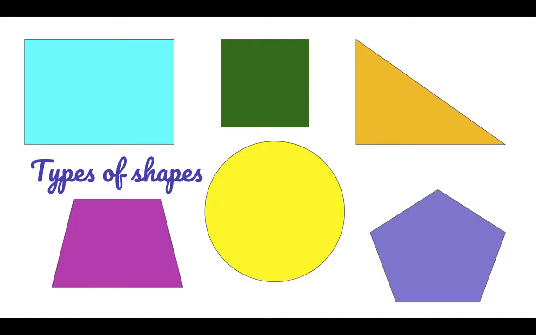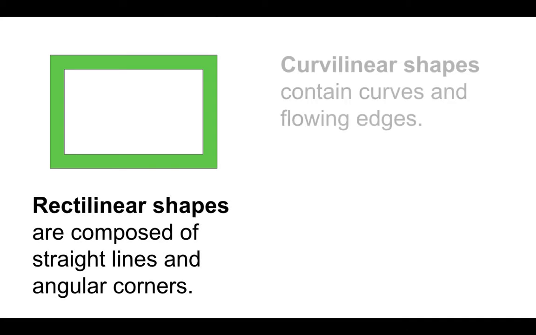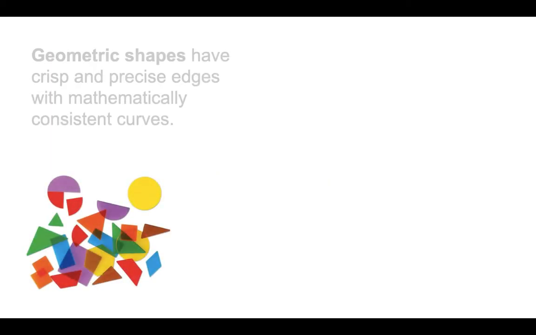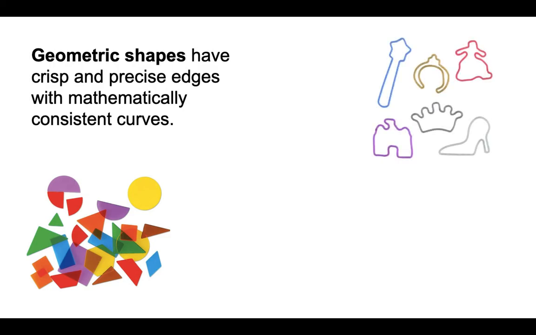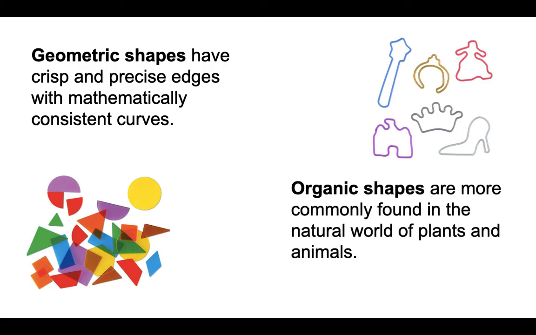Let's take a moment to review the many different types of shapes. Rectilinear shapes are composed of straight lines and angular corners. On the other hand, curvilinear shapes contain curves and flowing edges. Geometric shapes have crisp and precise edges with mathematically consistent curves, while organic shapes are more commonly found in the natural world of plants and animals. Let's view some examples of these shapes in works of art.